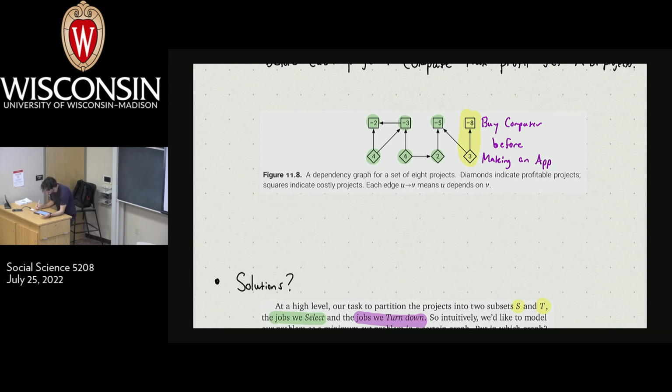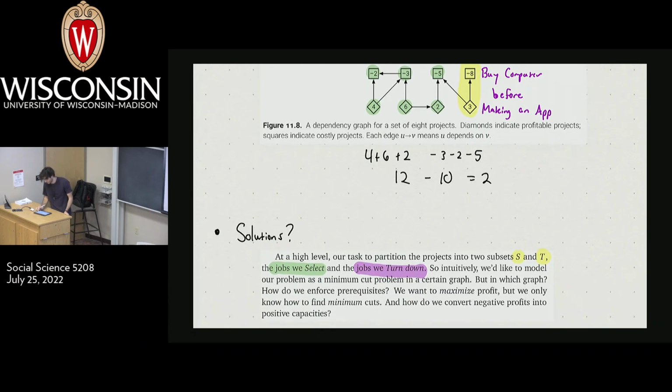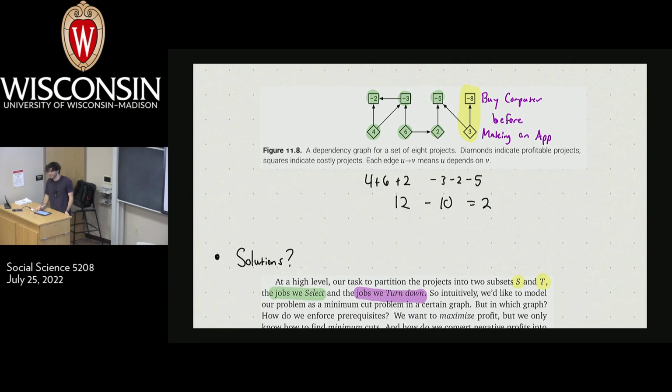Okay? So if we did that, what would our total profit be? Our profit's going to be 4 plus 6 plus 2, -3, -2, -5. So 12 minus 10, which is 2. So overall, we do make a net positive profit. Now, of course, if everything was negative, what would we do? Do no projects. We do no projects at all and get a 0 net profit. You never want a negative profit.